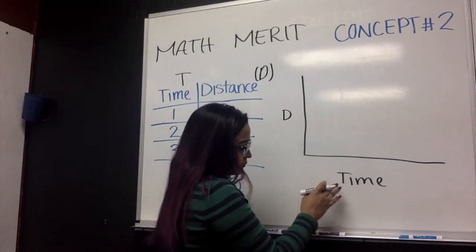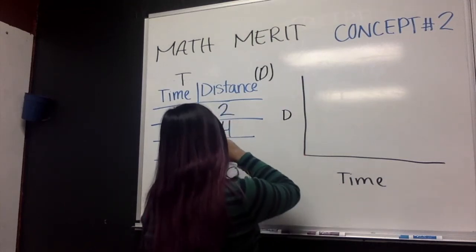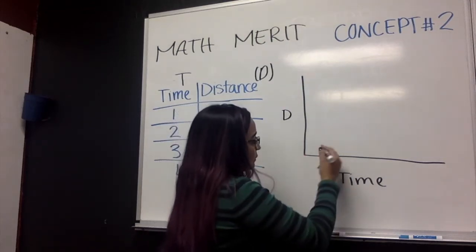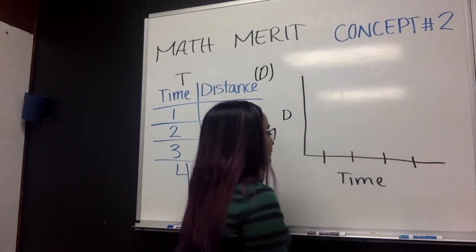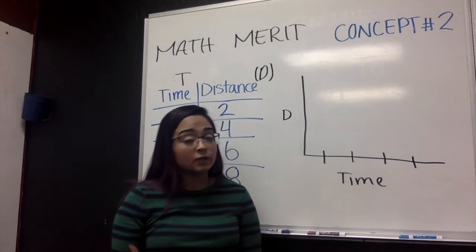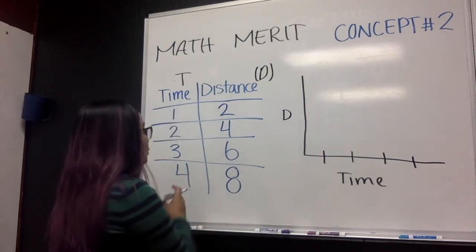Now, for time, we used 1, 2, 3, and 4 hours. So 1, 2, 3, 4. Now let's graph where our points would be for distance.